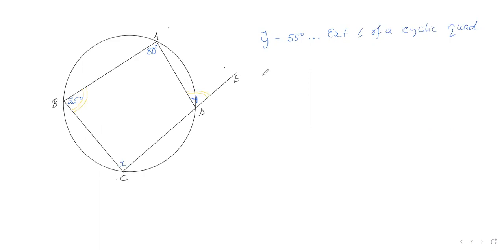Going back to X, say X plus angle A, which is 80 degrees, are opposite angles of a cyclic quad, therefore they must be supplementary. Therefore, angle X is equal to the difference there, which is 100 degrees. Therefore, your X is 100 degrees.